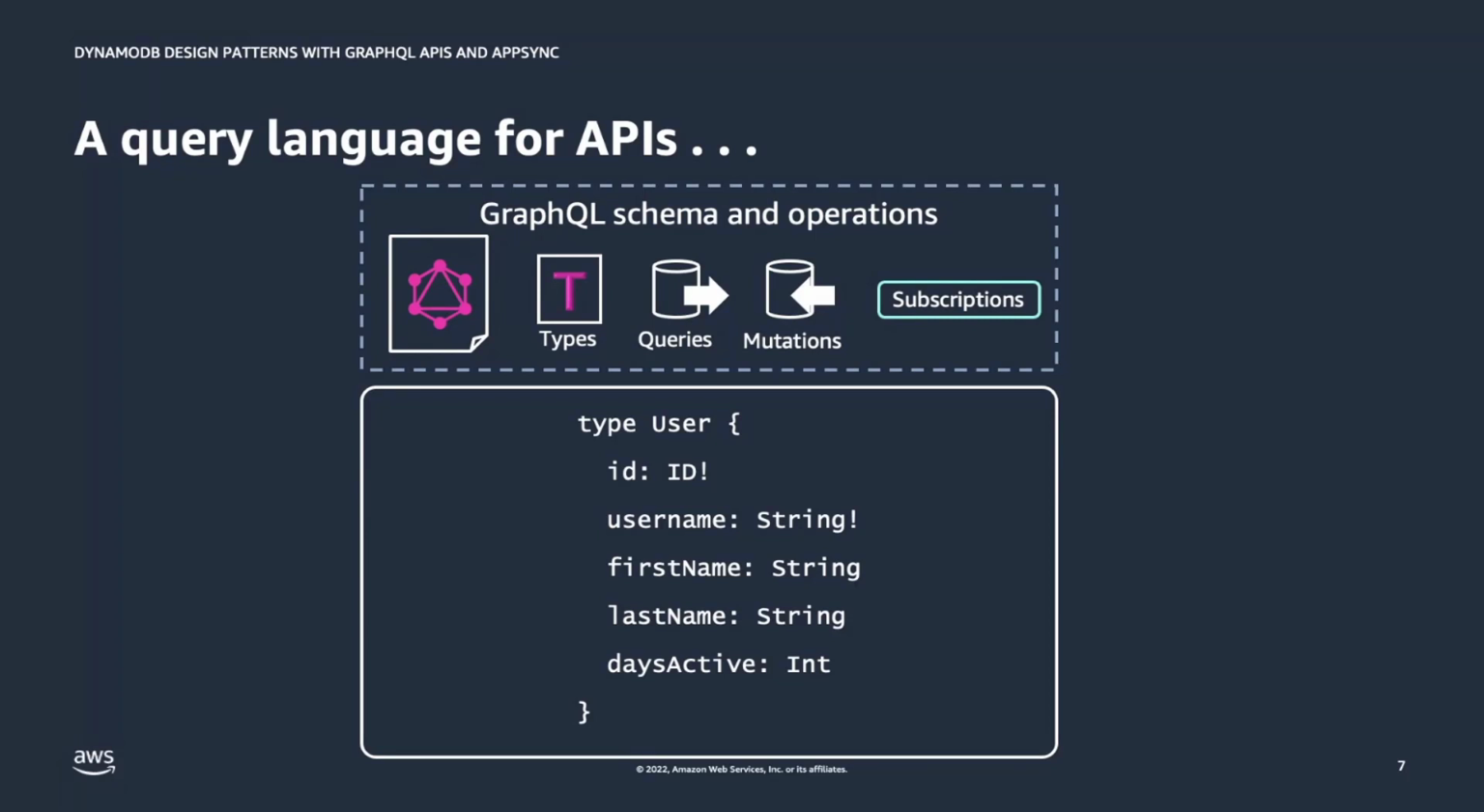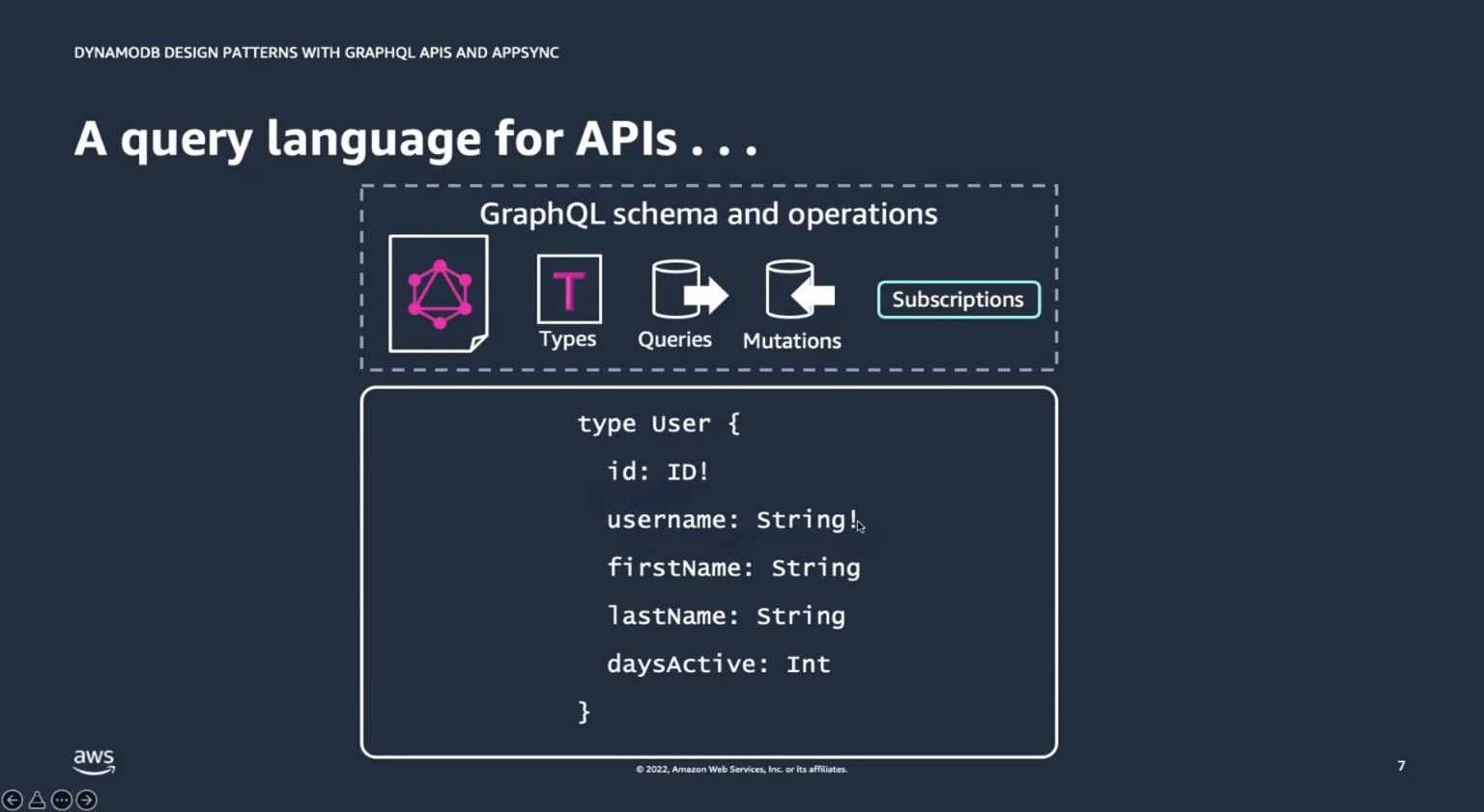Here you see an example of a user type. And the user type is made up of fields. So for example, we have an ID field, we have a username field. Each field has a type of its own. So the ID has a special type called ID, which is just an identifier. The username is a string.